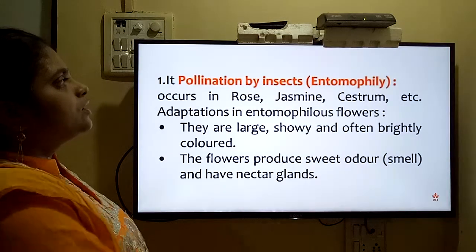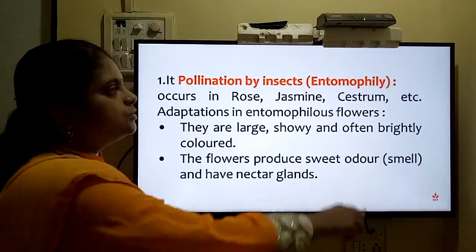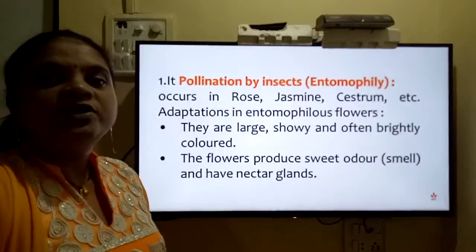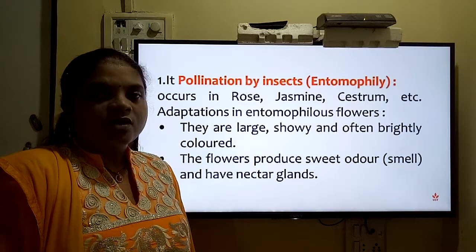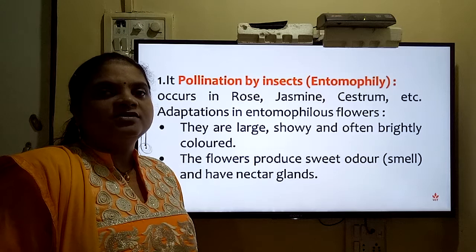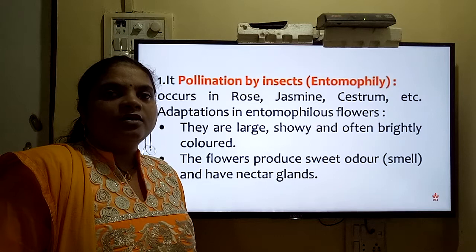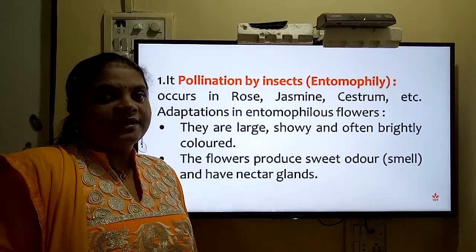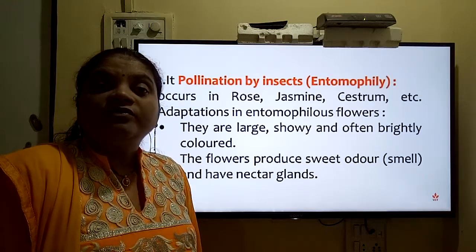Seeds. Now the first one we will study is pollination by insects, the phenomenon of entomophily. Entomophily is insect pollination. To attract insects, what kind of characteristics should be there? Insects get attracted by bright colored flowers and a sweet smell. These characteristics are a must, and then the presence of nectar.